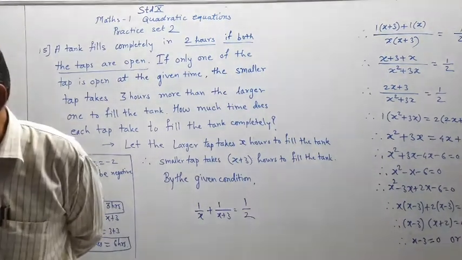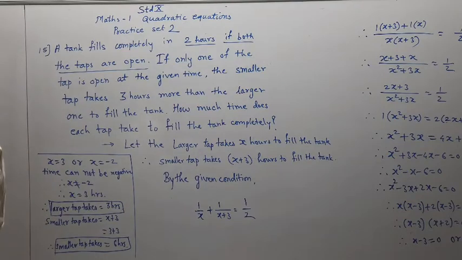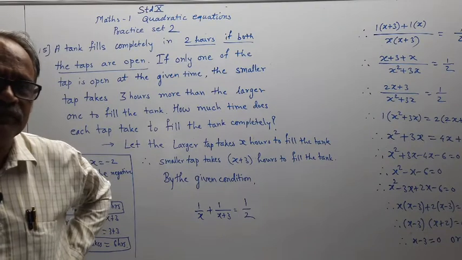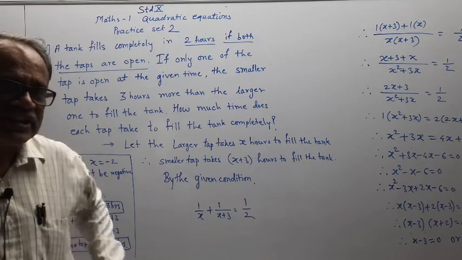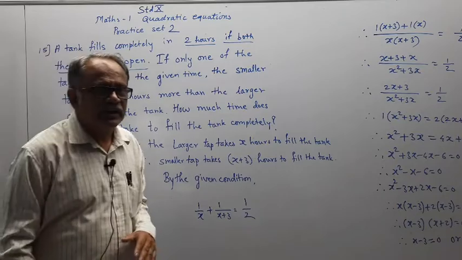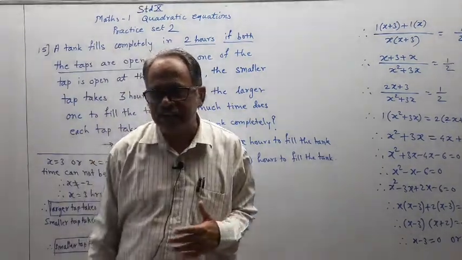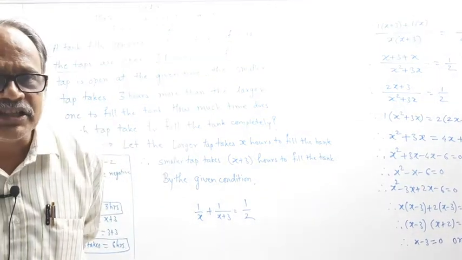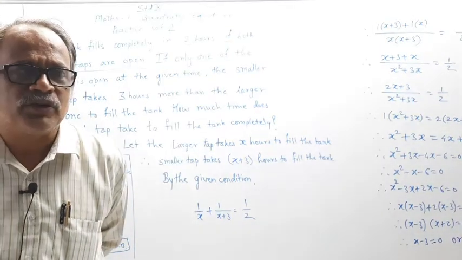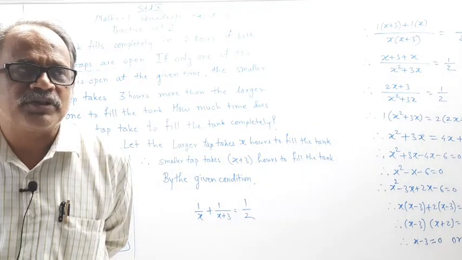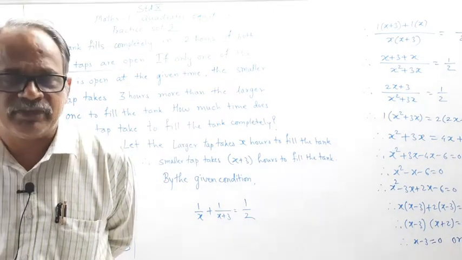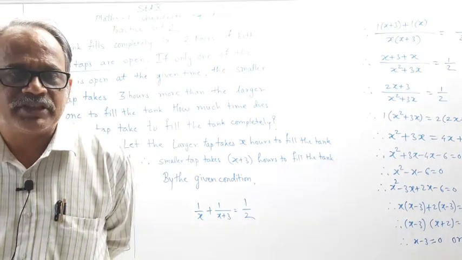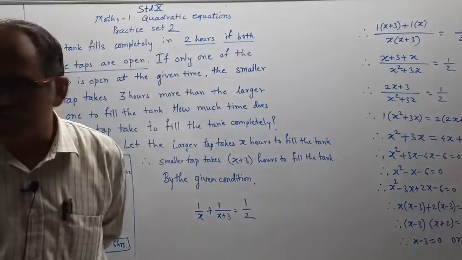The nature of the roots depends on delta. Delta means discriminant, b square minus 4ac. If b square minus 4ac is positive, then roots are real and unequal, means two unequal roots are possible. If delta is 0, then only one root is possible, so we can say roots are real and equal, both are the same. And if delta is negative, means discriminant value is negative, then roots are not real.